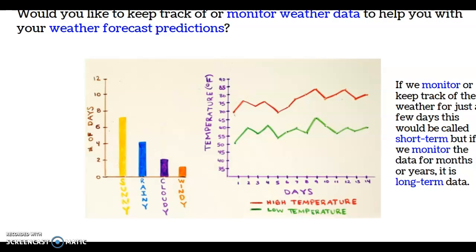The chart to the right is a bar graph. This is something you're familiar with because we have done that type of graph in math. To the right, you can see a line graph. Okay, we've done that as well. You can see the bar graph is representing the number of days it was sunny, rainy, cloudy, or windy. The line graph is temperatures in the days, and they're measuring the high temperature and low temperature.